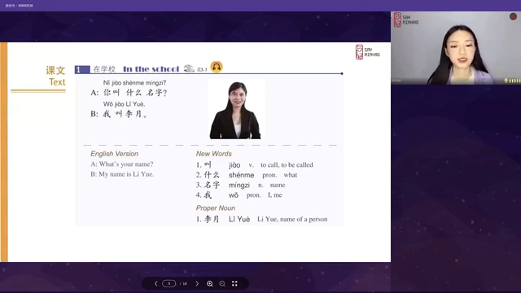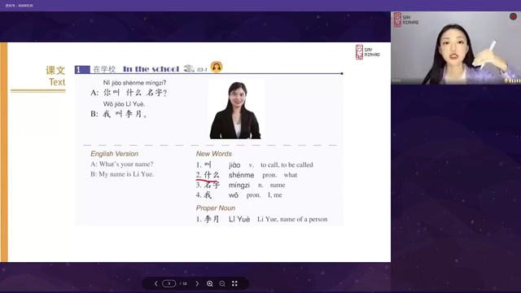So this is a text and our new words. First, let's focus on our new words. The first new word is 叫, jiao. The initial is j. The final is iao and the tone is fourth tone. So jiao. Read after me, please. jiao. This word means to call, to be called. It is always used to express someone's name. Okay, first one is 叫.